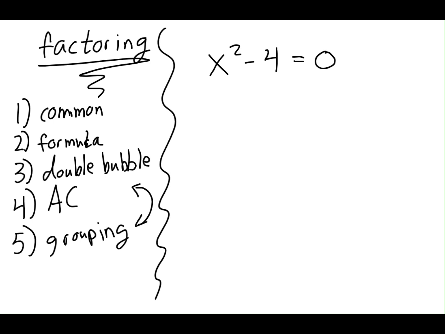Now, I want to point out, you don't actually have to factor to solve this. You could just add 4, get x squared equals 4, so x is the square root of 4, so plus or minus 2. Done. Okay, but hey, we're trying to learn how to factor. So let's actually solve this by factoring instead. So let's undo that.